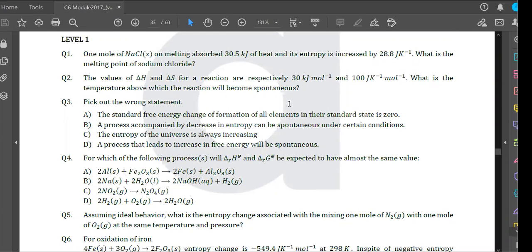No doubts. Okay, let's see question number 5. So what is question number 5? Assuming ideal behavior, what is the entropy change associated with mixing 1 mole of N2 with 1 mole of O2? As simple as that.